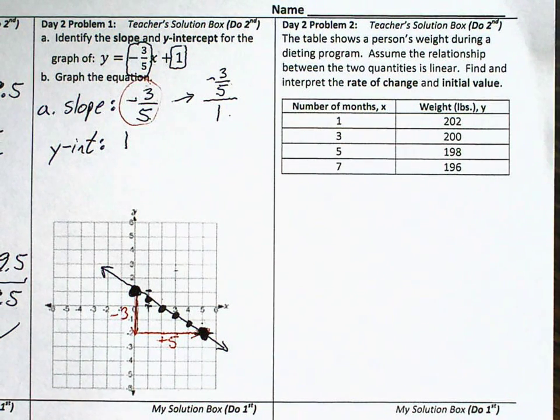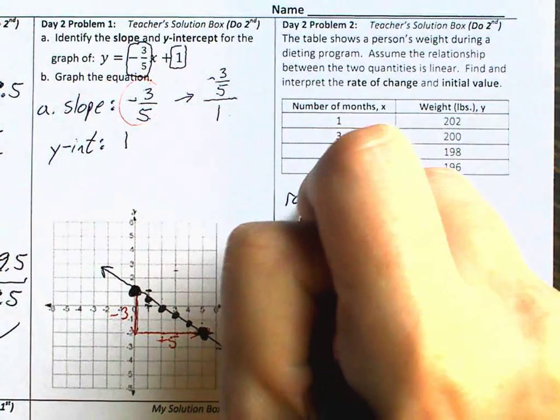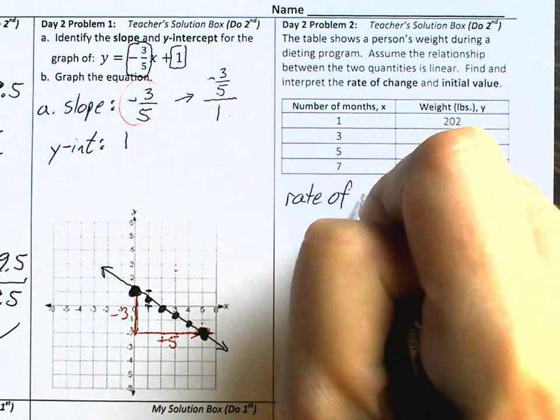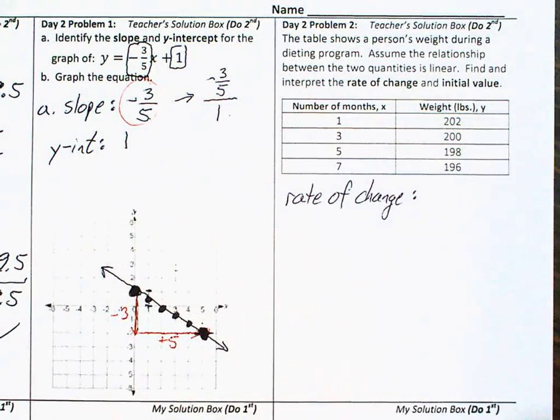Now, day 2, problem 2. The table shows a person's weight during a dieting program. Assume the relationship between the quantities is linear. Find and interpret the rate of change and initial value. Let's find the rate of change first. How quickly is the person's weight changing on their dieting program?